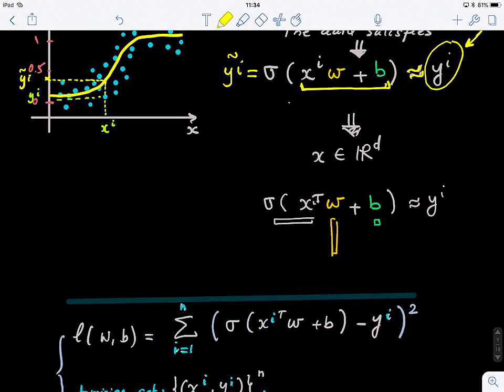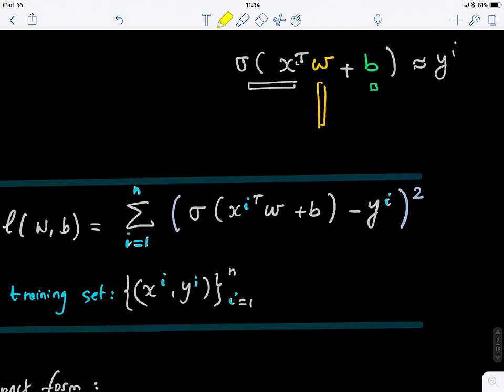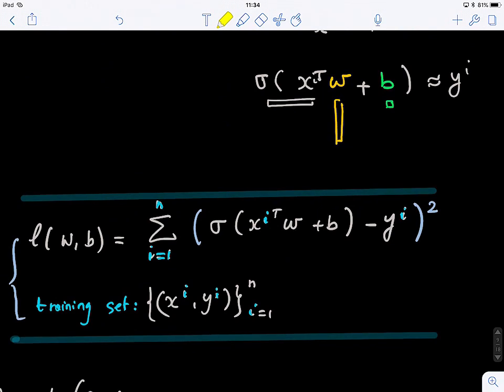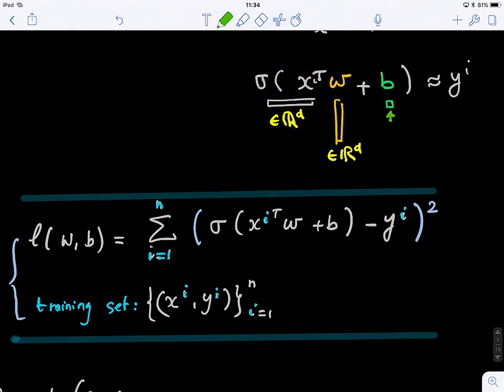Now let's look at this more closely. We need to define our loss function, if you guys remember. So we have our x^T vector, which belongs to R^d. This one also belongs to R^d. And we have a scalar b, a b value, so that's the shifting factor.